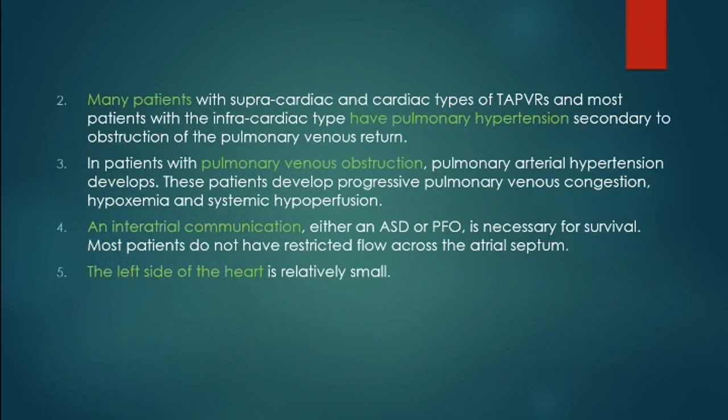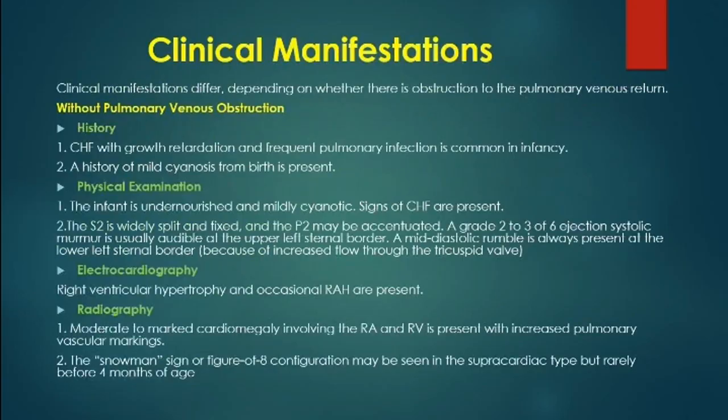In many cases, there may be pulmonary venous return obstruction, resulting in rapid development of pulmonary hypertension. These patients usually present with pulmonary venous congestion, hypoxia, and systemic hypoperfusion. An inter-atrial communication is mandatory for survival of these patients. The left side of the heart is usually relatively small. The clinical manifestations in these patients differ depending on whether there is obstruction of the pulmonary venous return or not.